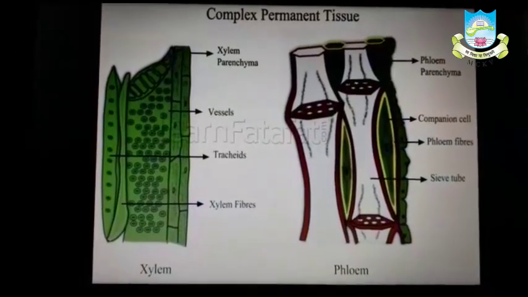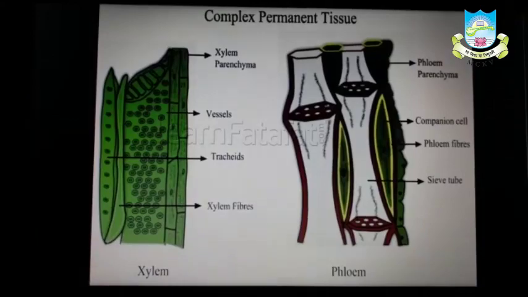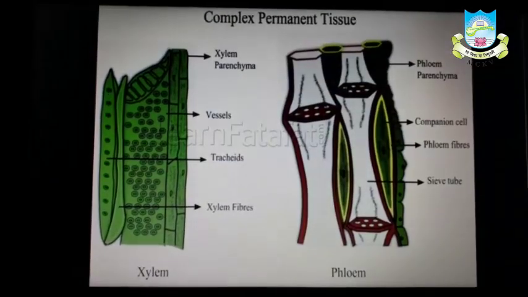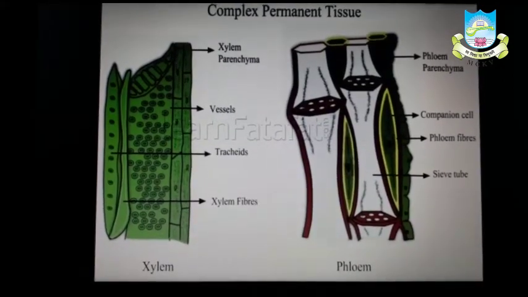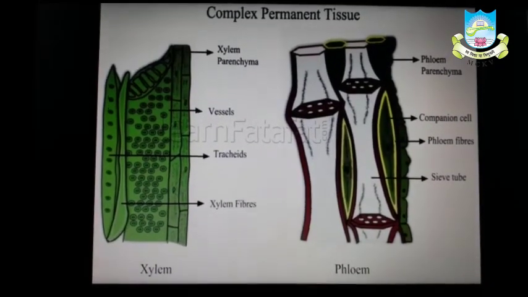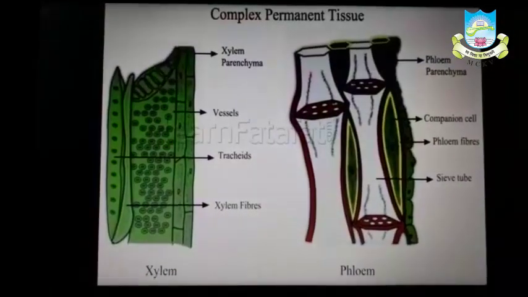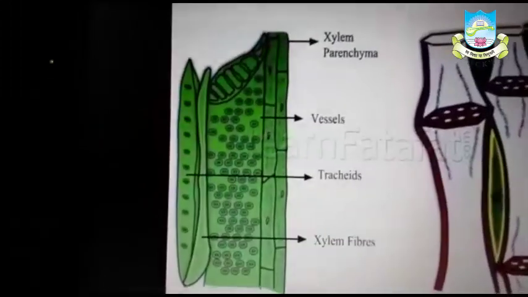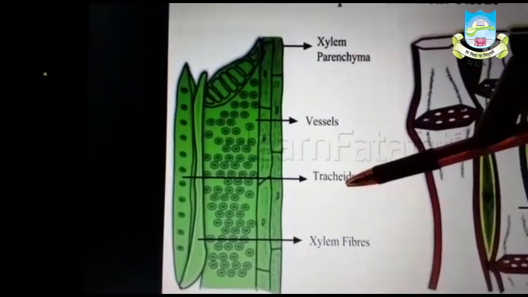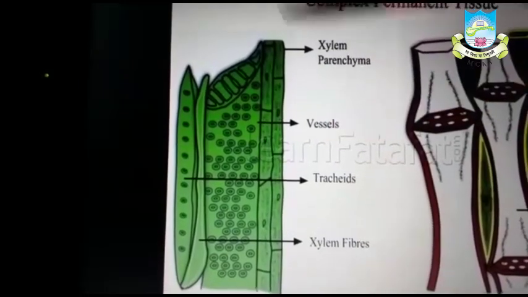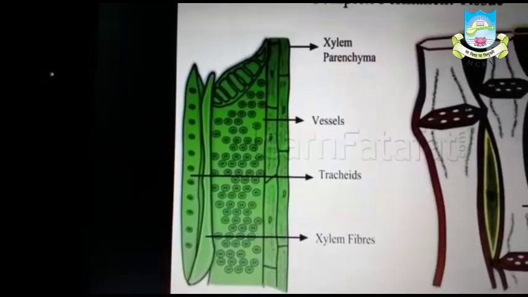In this slide, you can see the complex permanent tissue. There are two types of complex permanent tissue, xylem and phloem. But why are they called complex permanent tissue? Because they are made up of more than one type of cells. Here we can see the xylem tissue, which is made up of dead cells. It is made up of xylem parenchyma, tracheids, xylem fiber and vessels. It makes a long tube-like structure through which water can pass.